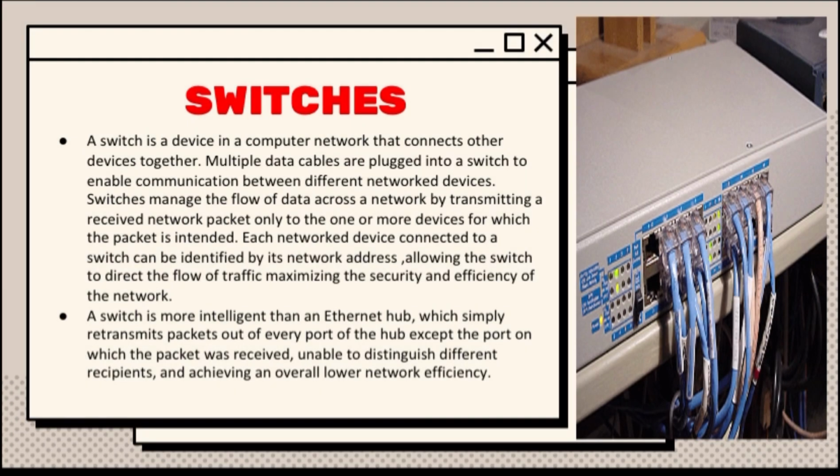The third one are the switches. A switch is a device in a computer network that connects other devices together. Multiple data cables are plugged into a switch to enable communication between different network devices. Switches manage the flow of data across the network by transmitting a received network packet only to the one or more devices for which the packet is intended. So that's the reason why we use switches nowadays compared to hubs.